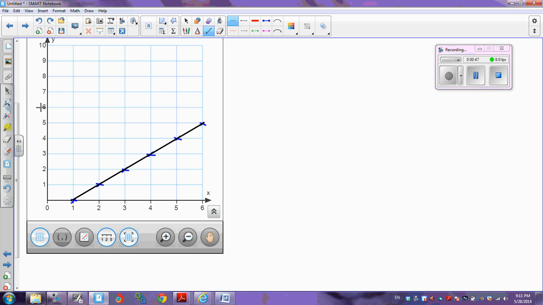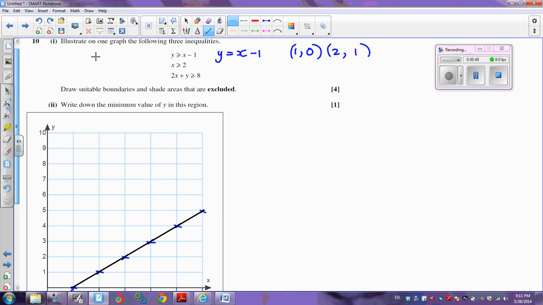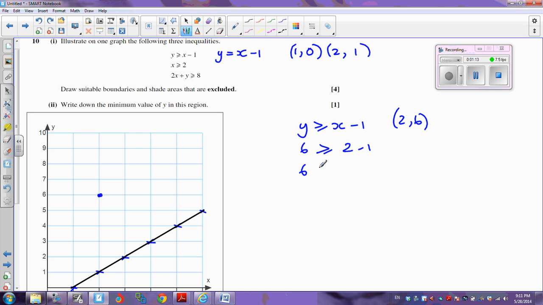and that's the line y equals x minus 1. Now, I want the region where y is greater than or equal to x minus 1. It's probably going to be the area above, but let's just check. Because I'm looking at greater than, I'm going to choose a point, say 2, 6, just as a quick test. Y then is 6, greater than or equal to x, well that's 2 minus 1. Is it true that 6 is greater than or equal to 1? Yes, it is. So this is the side that I want.